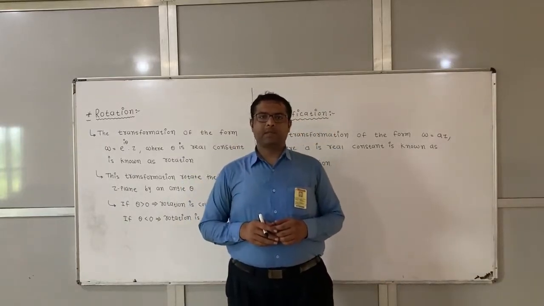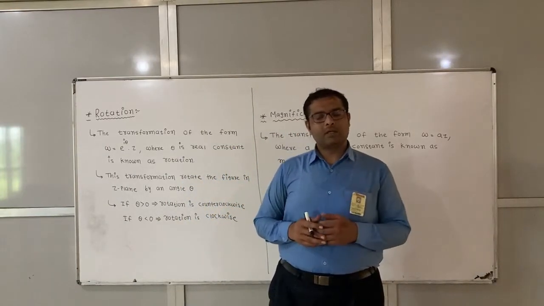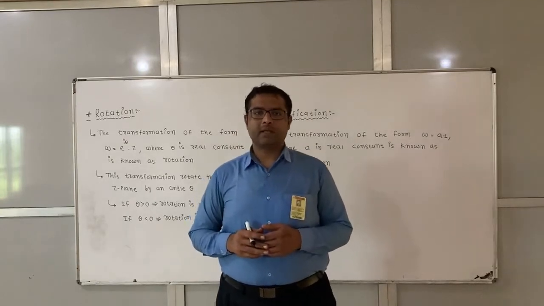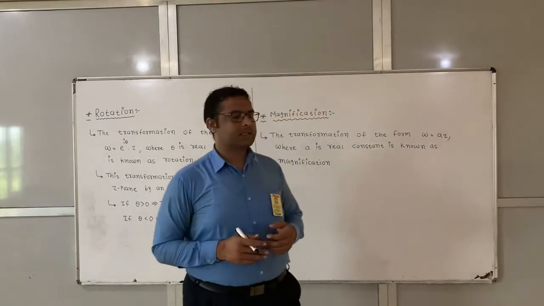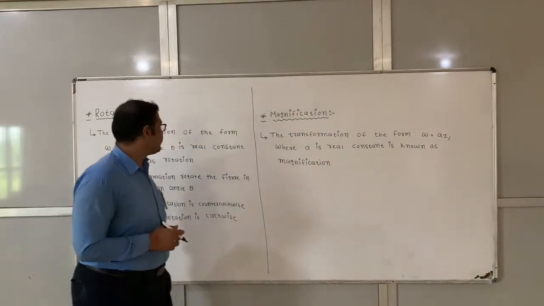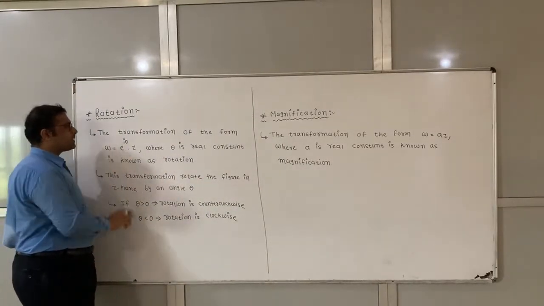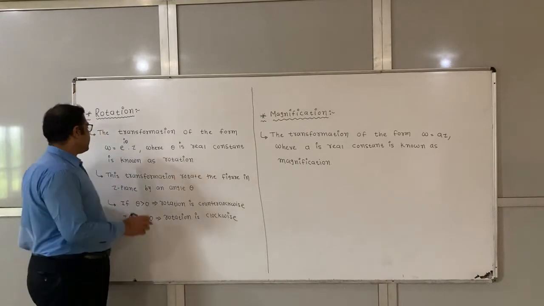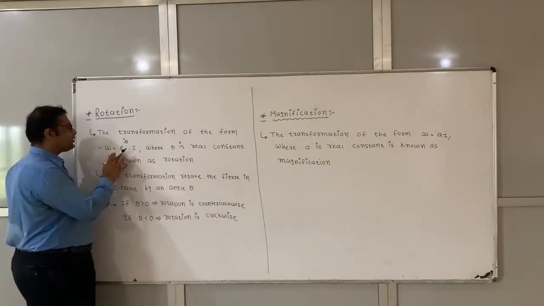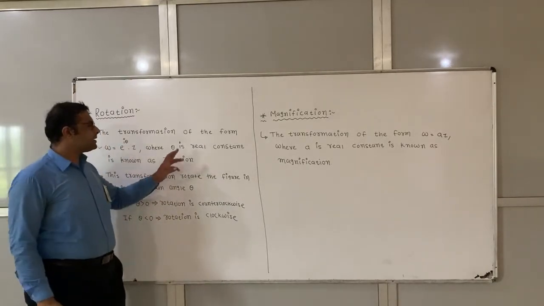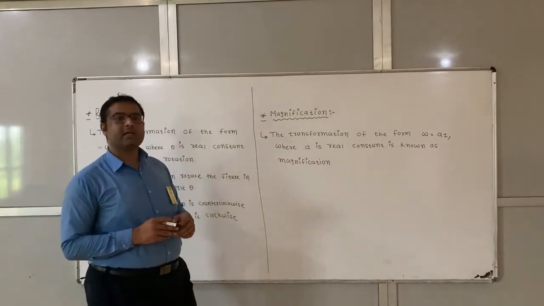Hello everyone. In this lecture we will discuss the two mappings, which are rotation and magnification. Let us discuss what is the meaning of rotation. So here is the definition of the rotation. The transformation of the form w is equal to e raised to i beta z, where beta is a real constant, is known as the rotation.